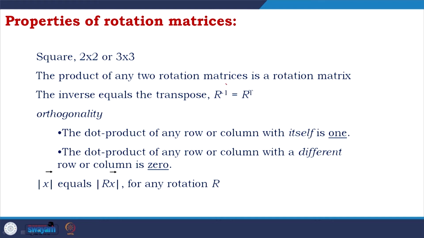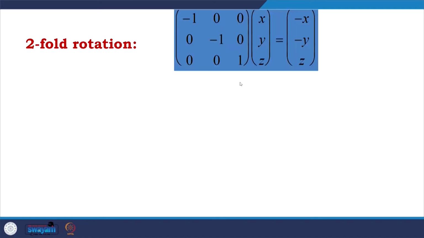So, R inverse equals R transpose. It maintains orthogonality. The dot product of any row or column in the matrix with itself is 1. The dot product of any row or column with a different row or column is 0. The absolute value of vector x equals the absolute value of Rx for any rotation R.